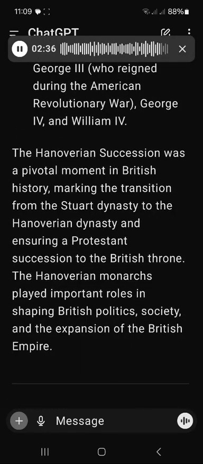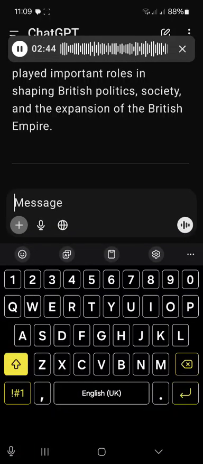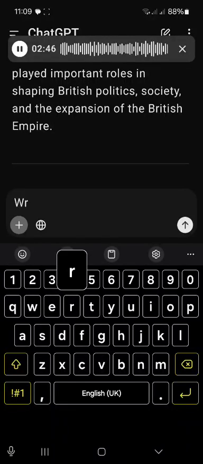The Hanoverian succession was a pivotal moment in British history, marking the transition from the Stuart dynasty to the Hanoverian dynasty and ensuring a Protestant succession to the British throne. The Hanoverian monarchs played important roles in shaping British politics, society, and the expansion of the British Empire.